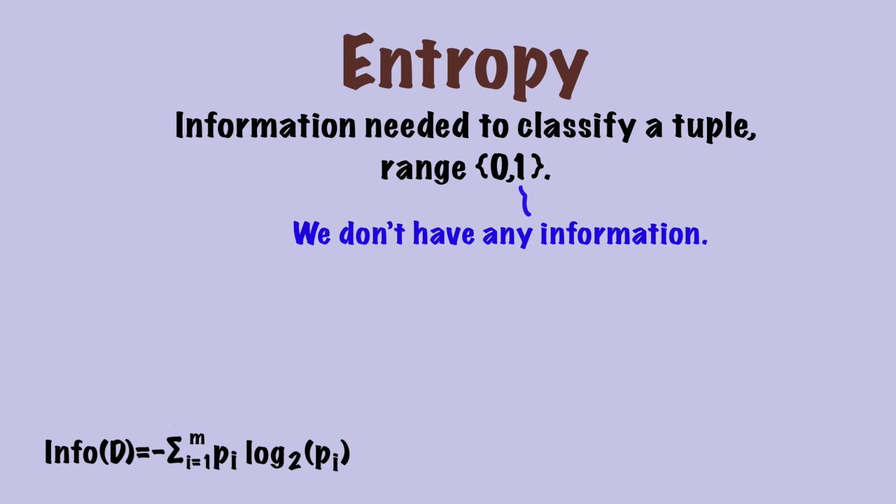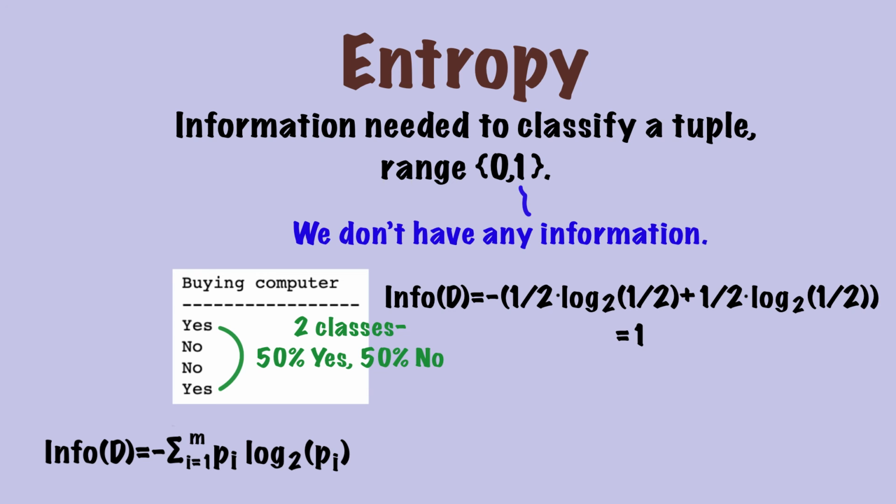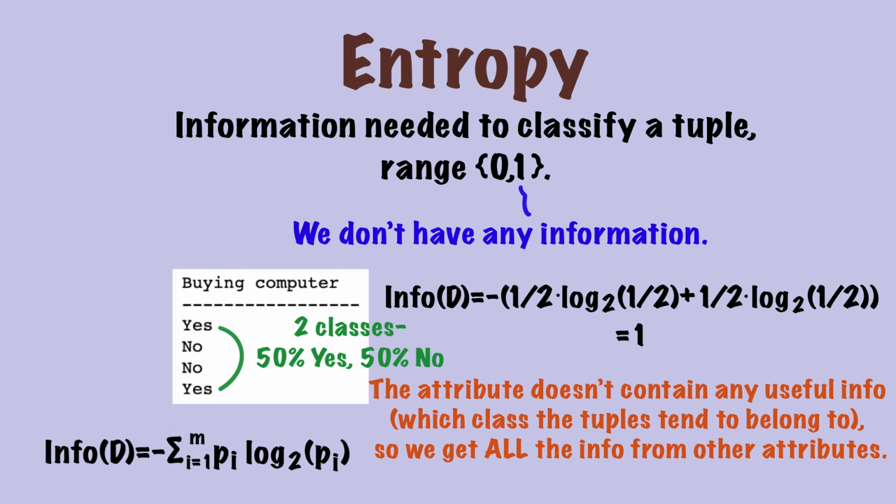On the other hand, entropy 1 means we don't have any useful information. Say we have buying computer attribute, but this time we have 2 yes and 2 no. If you think about this, you will find this attribute has 50% chance yes, 50% chance no. So, if someone asks us whether the people tend to buy a computer or not, we have to make a random guess because we don't have any useful information. Mathematically, the entropy of this database is confirmed to be 1. Thus, entropy 1 means we have to get all the information from other attributes, so we don't prefer splitting on this kind of attribute.